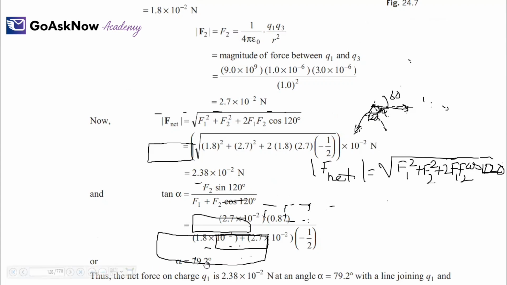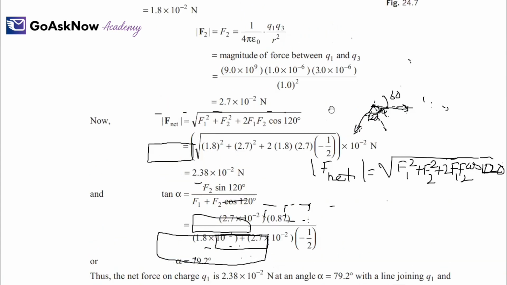So this is your formula, and you will get the answer alpha equal to 79.2 degrees. Okay, you have to use the calculator here also. So this will give you 79.2 degrees. Thus the net force on charge Q1 is this, and the angle is 79.2 degrees with the line joining Q1 and Q2 shown in the figure. This was the final answer, and it was method 1 for solving this.